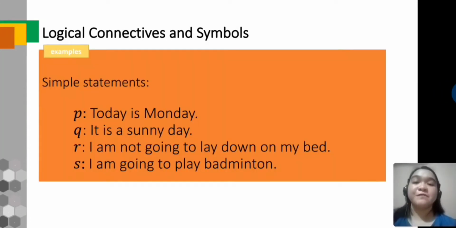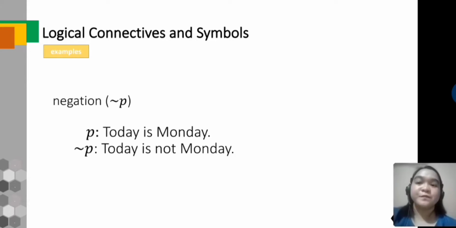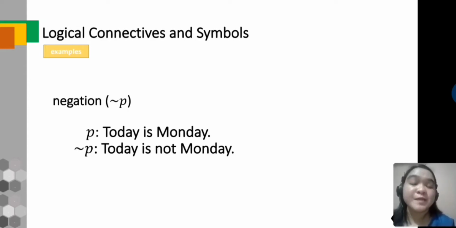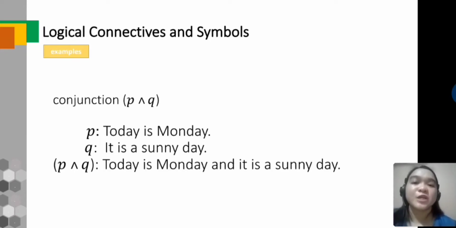First, we will have an example for negation. The letter we use is letter P. Today is Monday. So our not P is simply the opposite of the statement, which is today is not Monday. Next, we have the conjunction. The letters we use are P and Q. Our P is today is Monday and our Q is it is a sunny day. So our P and Q is simply today is Monday and it is a sunny day.